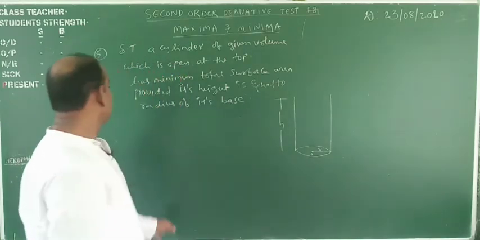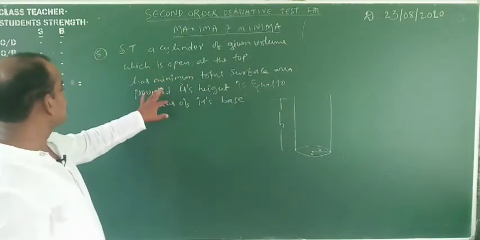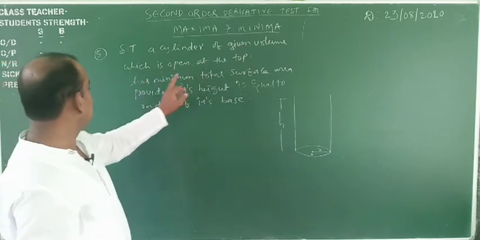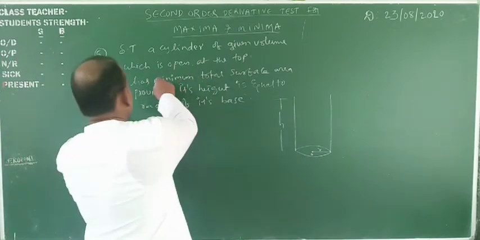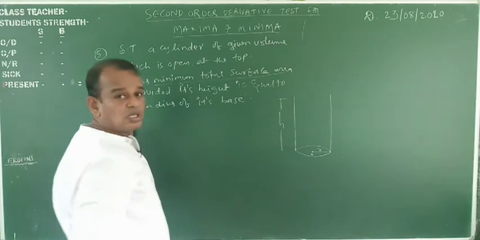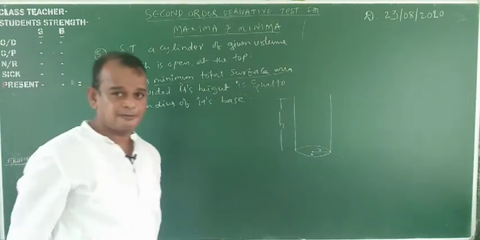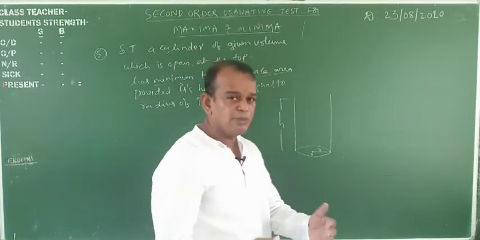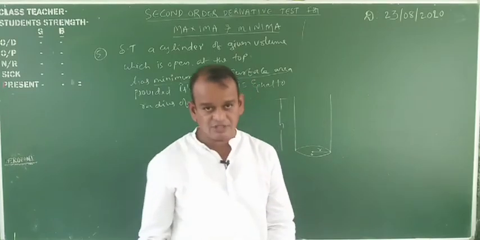But provided what is the minimum, what is the maximum? The cylinder, which is open at the top, has a minimum total surface area. Total surface area is minimum. That is the function, okay, my dear friends. Minimum total surface area. What is the total surface area actually?